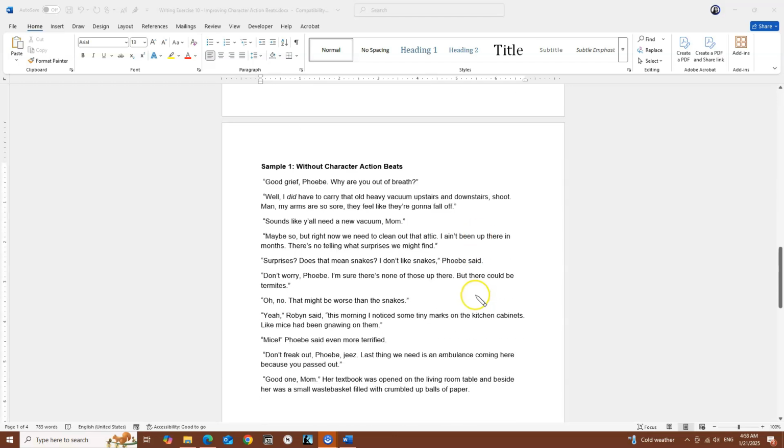Below here, I just have a sample of a scene of some of my characters from one of my stories without character action beats. And I'm going to read this passage just to show how not having character action beats can actually affect and make a scene kind of confusing.